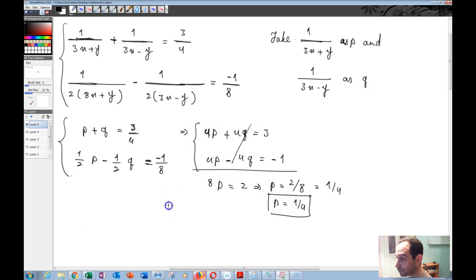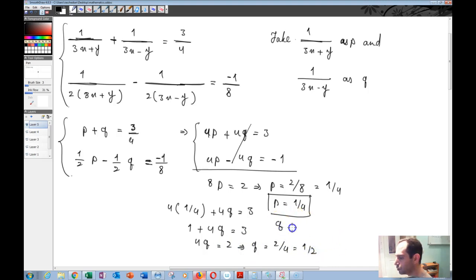You can use any of these equations to calculate Q. So you have 4 times 1/4 plus 4Q is equal to 3. So 4 times 1/4 is equal to 1. 1 plus 4Q is equal to 3. 4Q is equal to 2. So that means that Q is equal to 2/4, which is equal to 1/2.